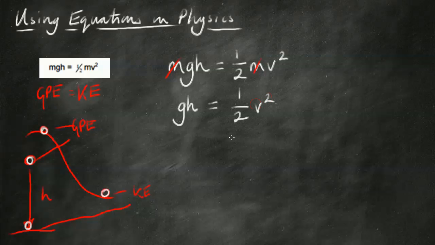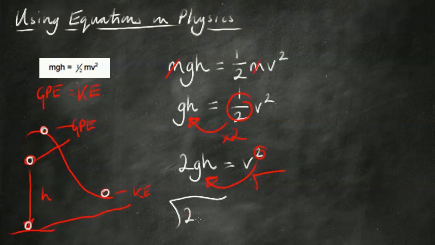Now this looks something similar to what we were dealing with on the previous part with kinetic energy. Let's move the half. Divide by a half becomes times 2 when it's on the opposite side. So we've got 2gh equals v squared, and I hope you remember how to do the inverse of square. The inverse of square is the square root. So we've got root 2gh equals v, and that will allow us to calculate the velocity at the bottom of the drop or the bottom of the slope.